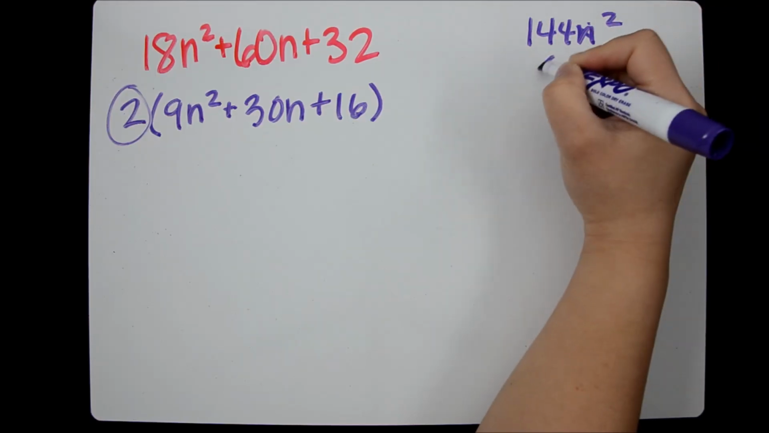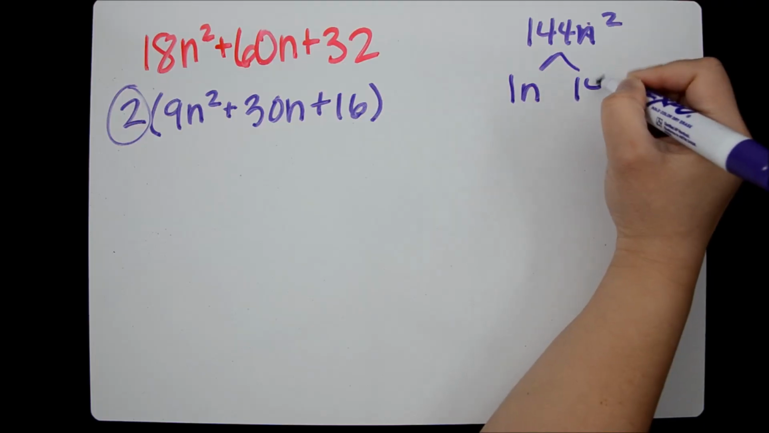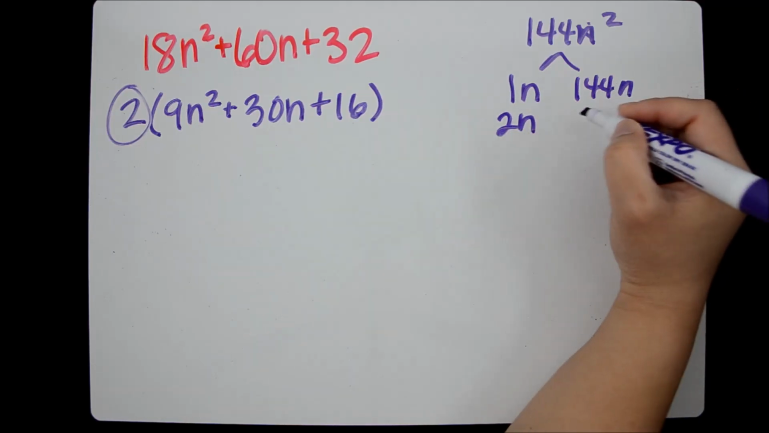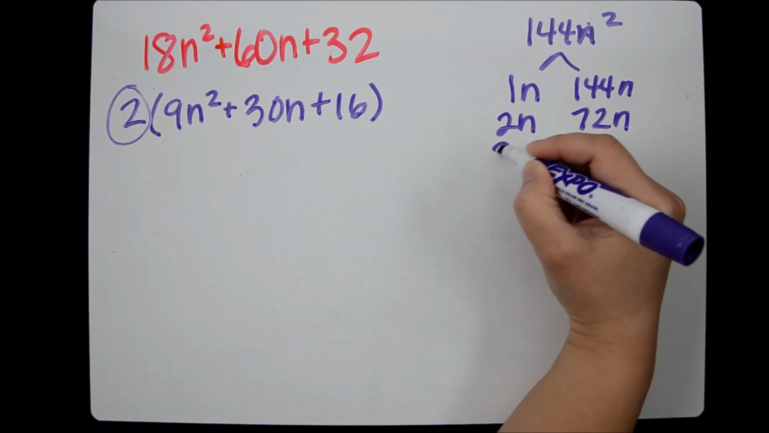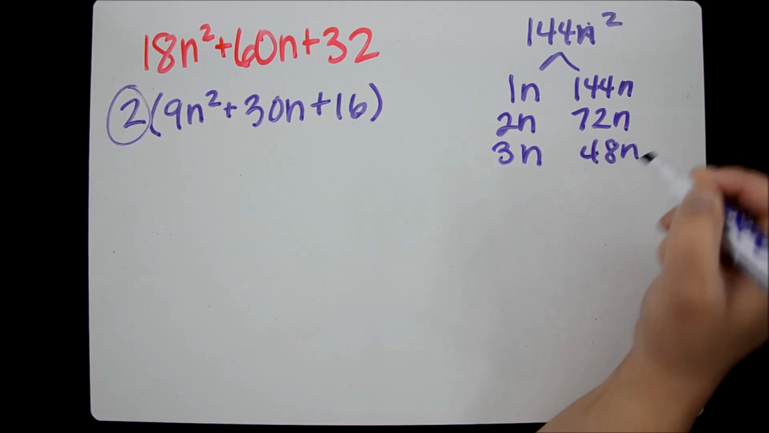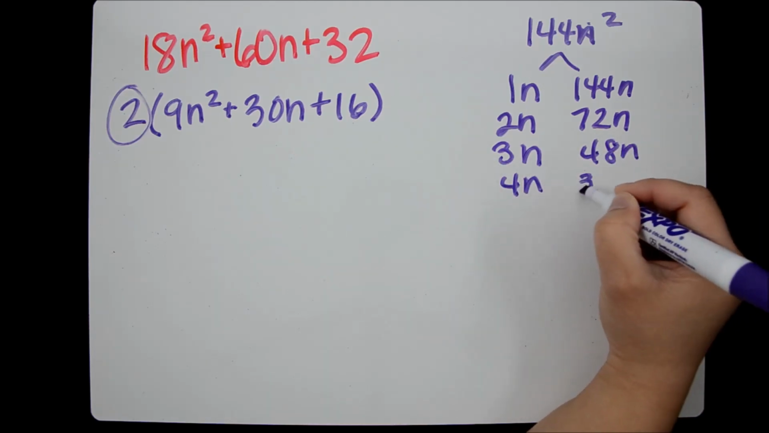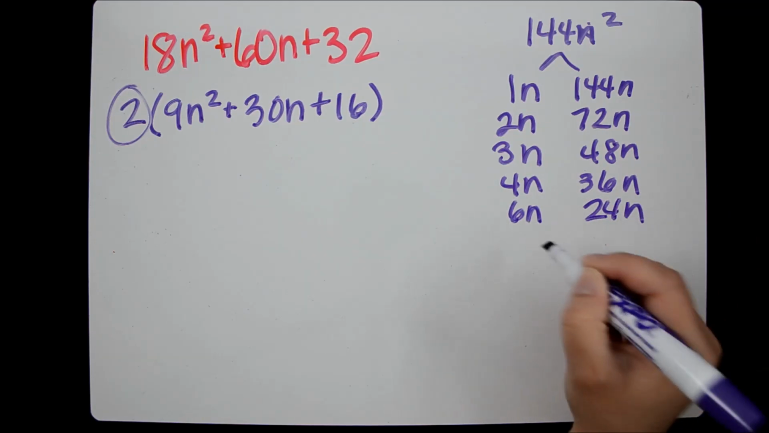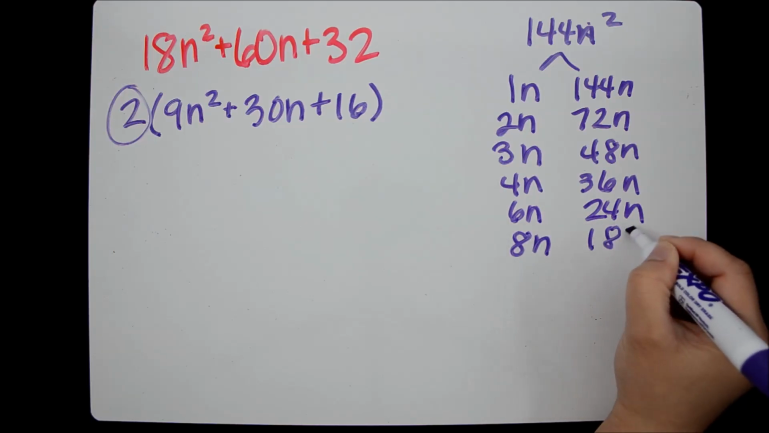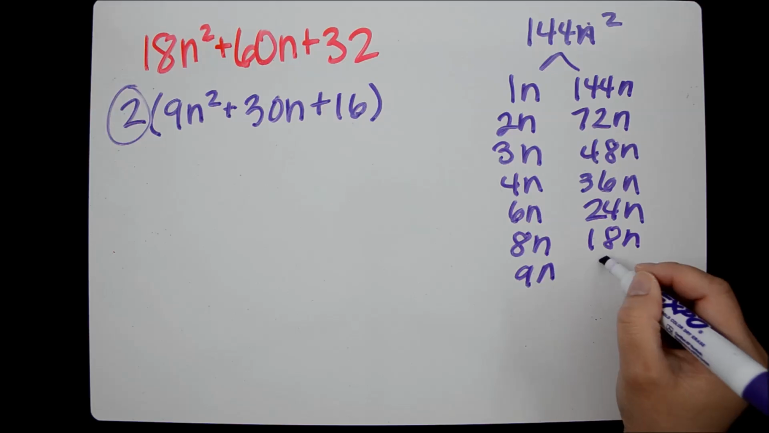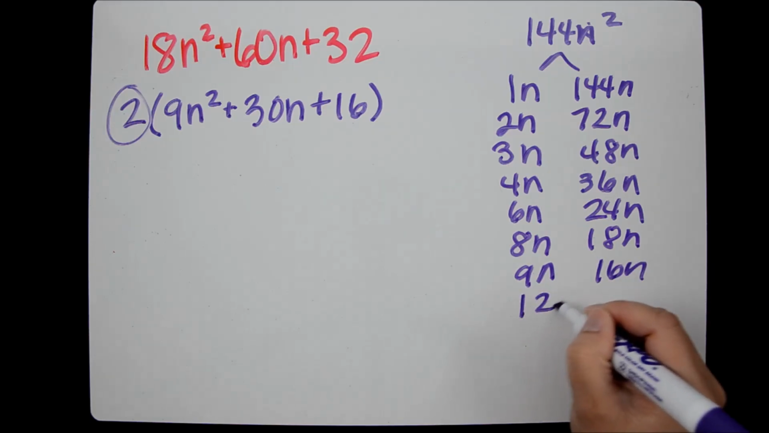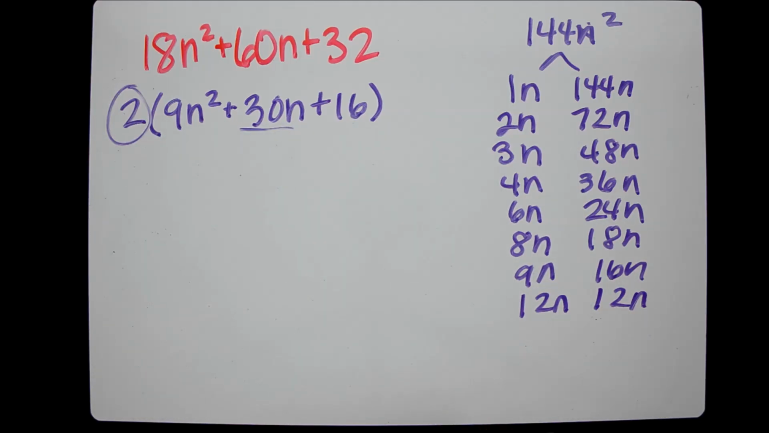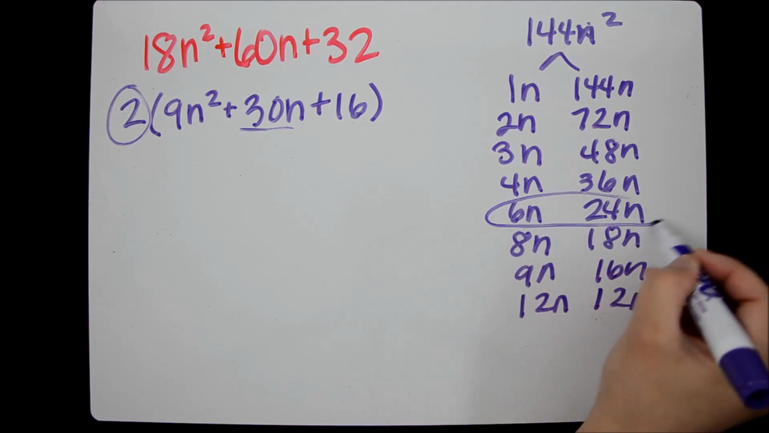We get 144n squared, and let's go ahead and list out all the pairs of factors. So 1 and 144, 2 and 72, 3 and 48, 4 and 36, 6 and 24, 8 and 18, 9 and 16, and 12 and 12. Really, I could have stopped once I saw the factors that add up to 30, but I just listed them out anyway. The factors here that add up to 30 will be 6n and 24n.